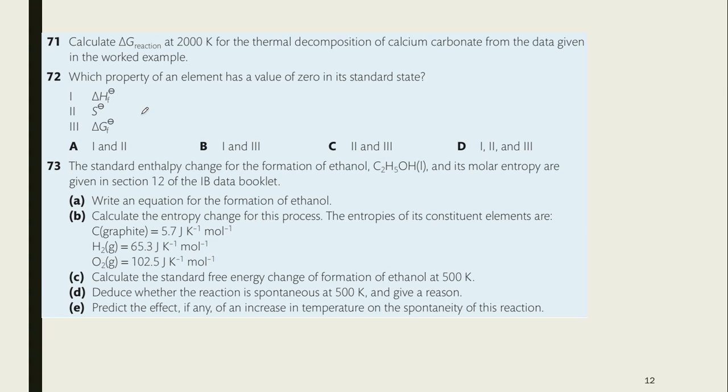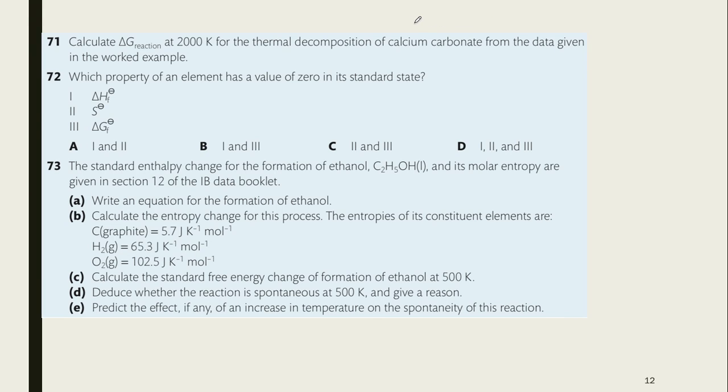All right, number 71, we want to calculate delta G at 2000 Kelvin for the thermal decomposition of calcium carbonate from the data given in the worked example. So the worked example in this problem is asking specifically about the one where you're given the delta H and the delta S values. Okay, so you can check your notes.